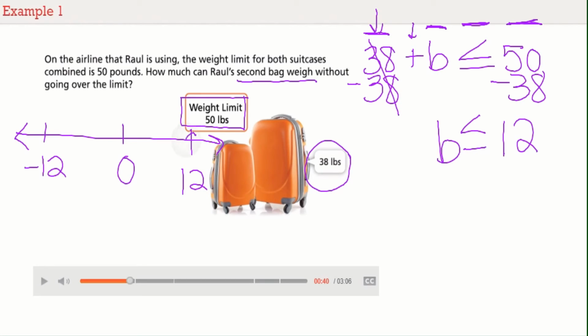Now we have to figure out if it's going to be an open or closed circle. When it says or equal to, that means a closed circle. So my point will go on positive 12. And if you read this, it says B is less than or equal to 12. So that means we need to shade in the less than direction. That means the left. So all possible values for the weight of the second bag is 12 pounds or less.